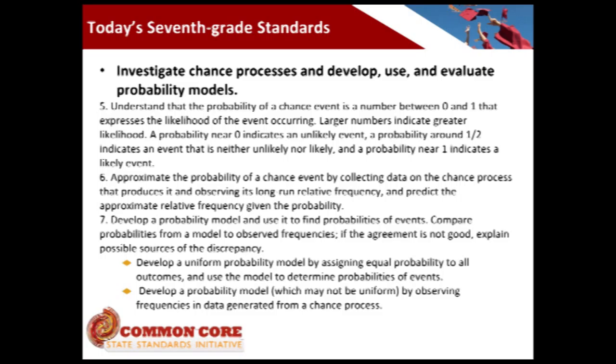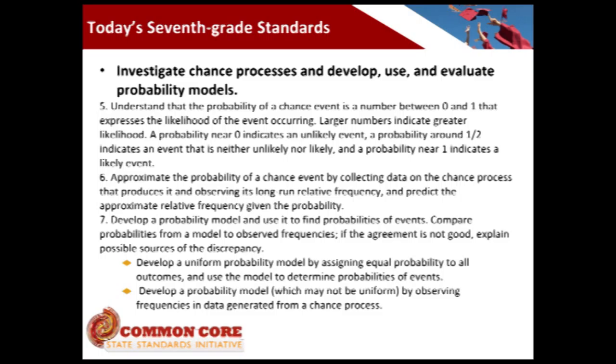Where we get into the more procedure-oriented part of this area is in numbers 6 and 7, where it's this idea of, if I collect more and more data, if I flip a coin 1,000 times, or 10,000 times, how does that help me see what the likelihood of getting a heads or a tails is? So number 6 really deals with comparing the experimental probability to the theoretical probability.